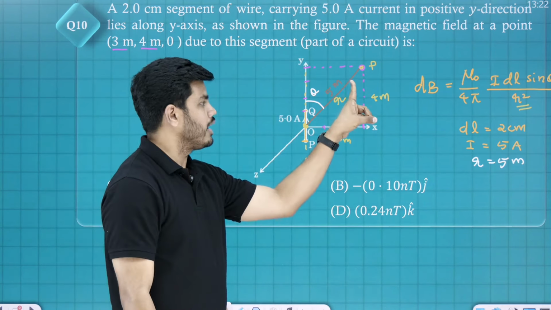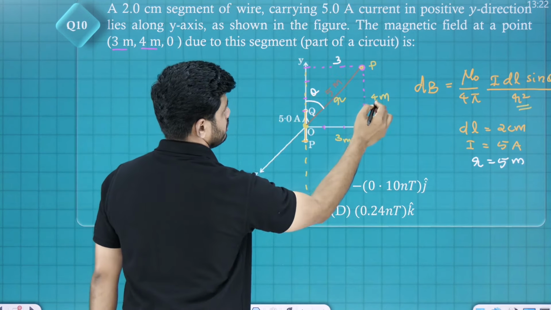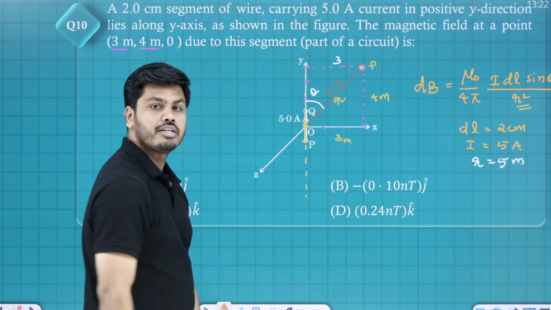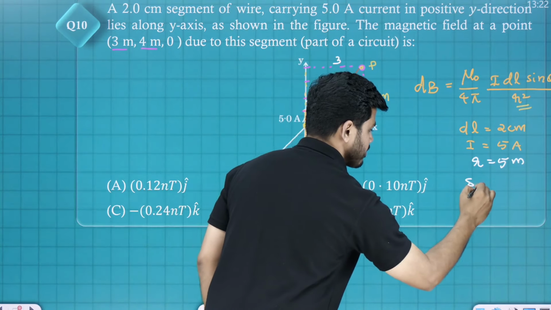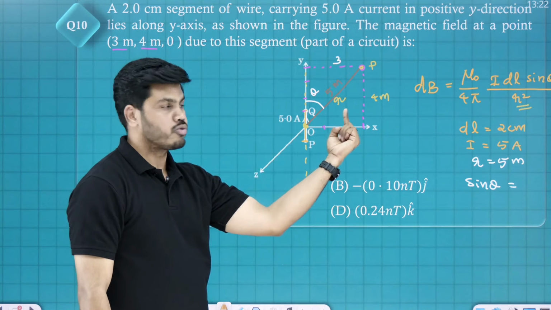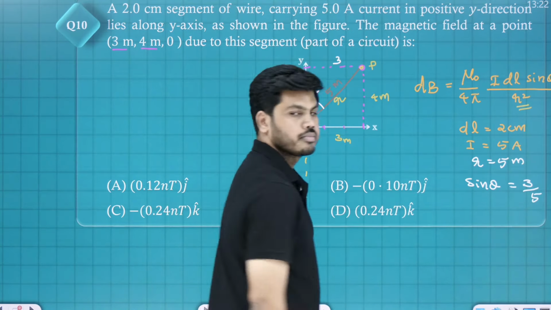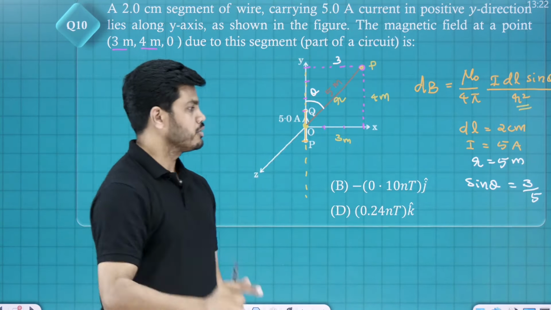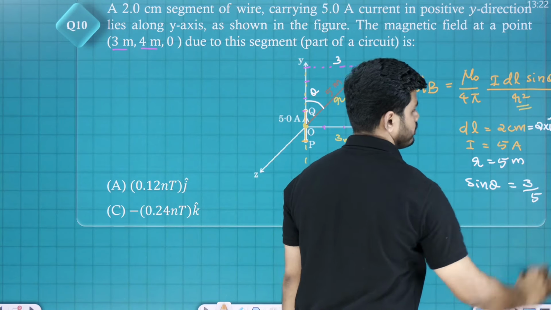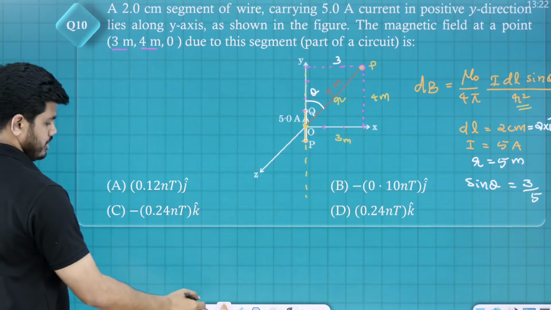So we know what the values will be here, right? This is 3 meters, so this also will be 3 meters. We know the hypotenuse is 5, so we can find sine theta directly from the figure. Sine theta is opposite side by hypotenuse. Opposite is going to be 3, hypotenuse is 5, so we get 3 by 5. All values are ready for substitution. Only one thing you have to remember: 2 centimeters should be converted to meters, 10 raised to minus 2. Now just substitute and simplify, and we will get the magnetic field value.